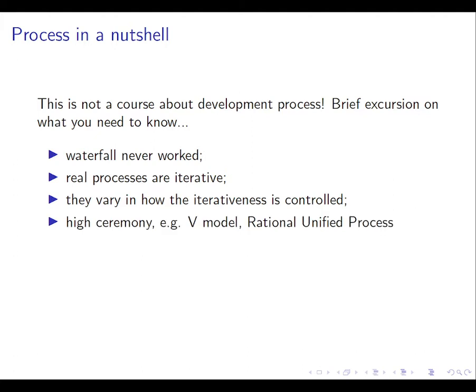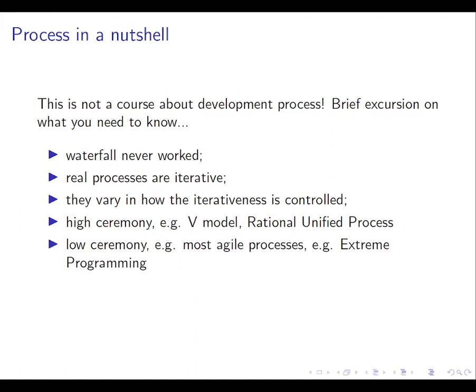Processes can be high ceremony. This use of ceremony is about really how many documents are produced and what kinds of processes there are for getting the documents signed off and all that kind of stuff. That's what we mean by ceremony. So things like the V model and the Rational Unified Process are mostly rather high ceremony processes, although some people will react against that and argue that they needn't be. And on the other hand, we have the low ceremony processes, which are mostly agile processes. So the original agile process, extreme programming, and many others more recently. We won't go into much detail about that.